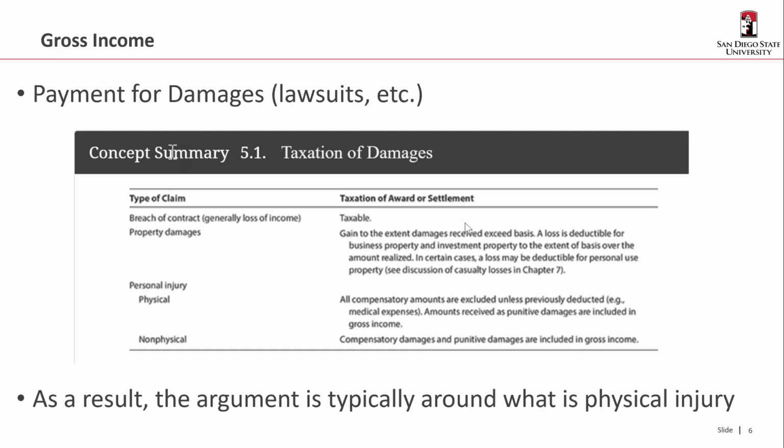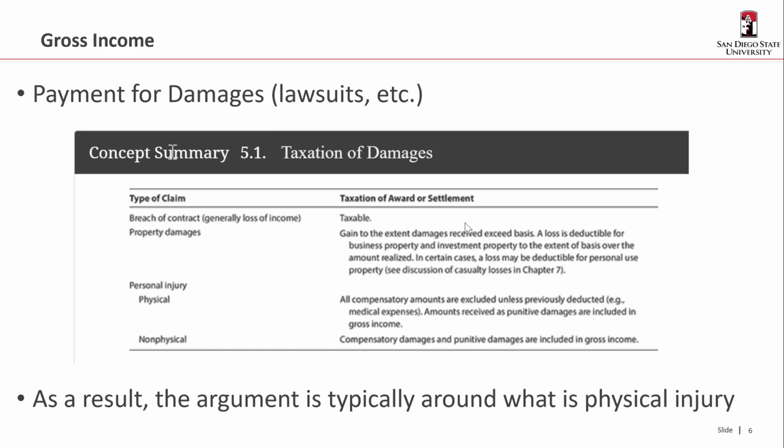Okay, so payments for damages. This is your kind of, I sued you in a tort for some sort of damage that you did to me. So breach of contract, that's almost always taxable. Property damage is treated like proceeds against your basis in whatever the property was. And when we get to casualty losses, you'll see that to some extent it represents a casualty loss with insurance proceeds to help cover the loss.